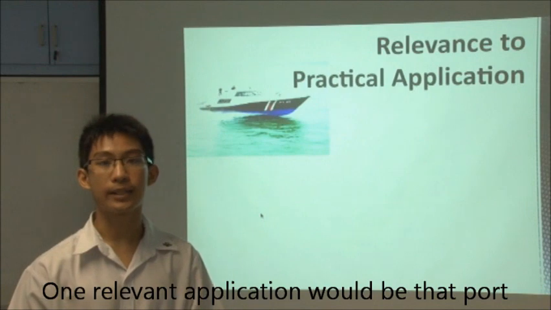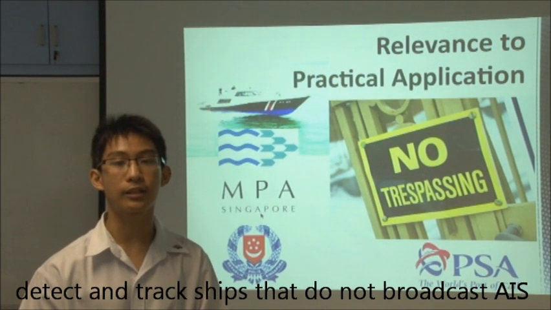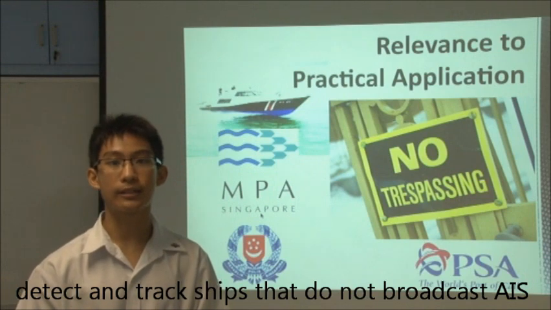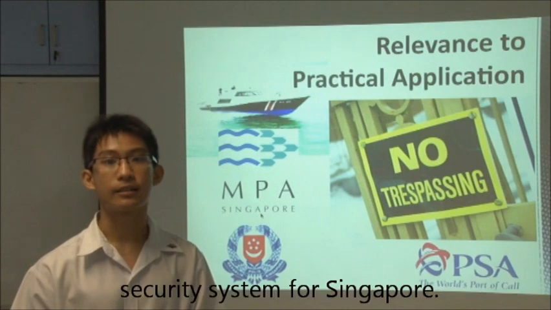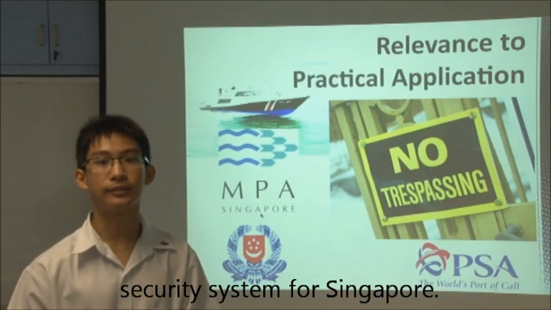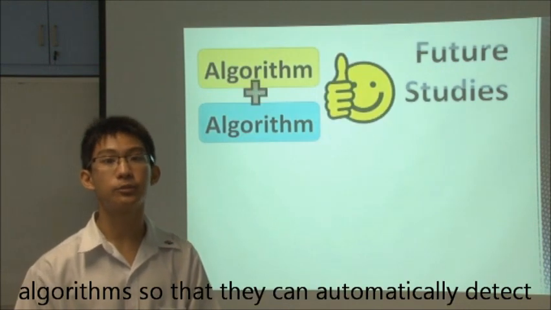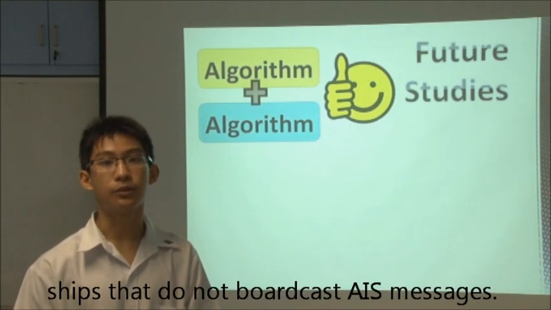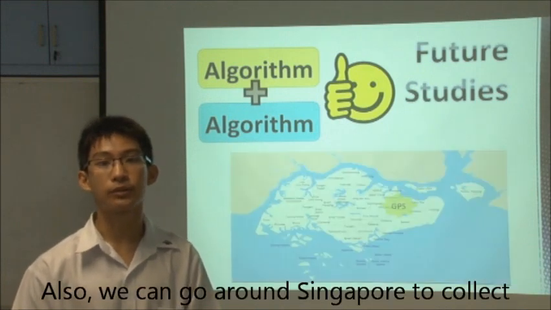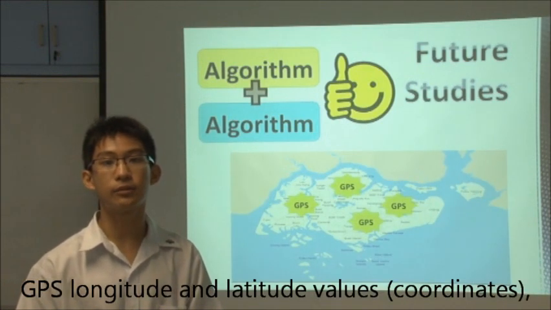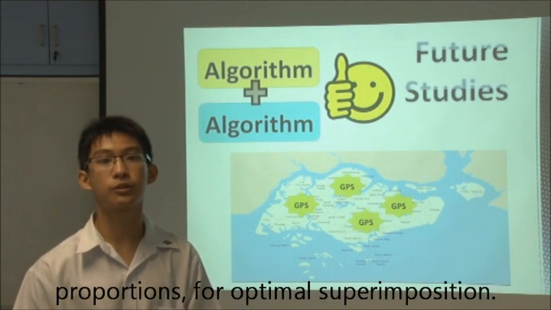One relevant application would be port authorities can make use of the algorithms to detect and track ships that do not broadcast AIS messages, hence serve as an advanced detection and security system for Singapore. Our algorithms can be merged with other algorithms so that it can automatically detect ships that do not broadcast the AIS message. Also, we can go around Singapore to collect GPS longitude and latitude values so that we can scale the image to correct proportion for optimum superimposition.